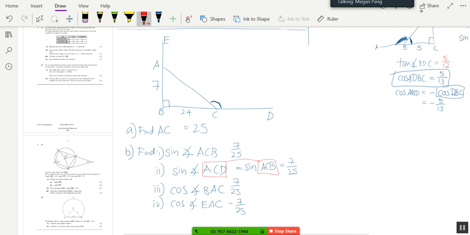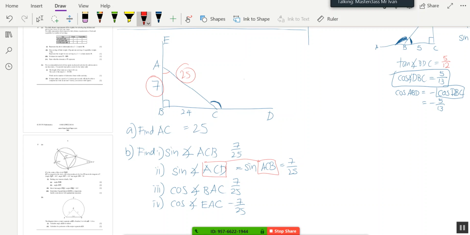Yeah. Understand? So same thing for cosine. For cosine BAC, which is this guy, is adjacent over hypotenuse. It is also 7/25. But for cosine EAC, can you do cosine EAC? No. So you must look for his brother. His brother is who? AB. Yeah. Which is how many?